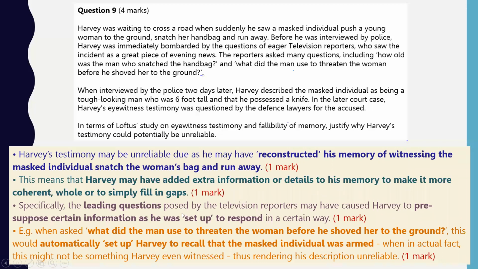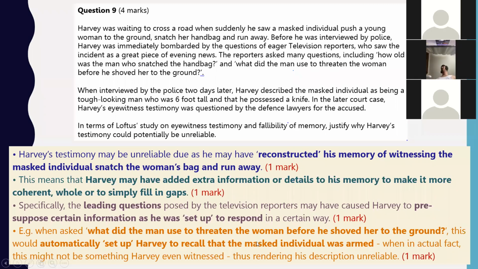Then your other two marks come from your leading questions. So talking about the fact that, number one, Harvey was asked leading questions by television reporters. And the second thing you're doing there is explaining how those leading questions then caused him to reconstruct his memory. So you could say that because the leading question mentioned the word man, Harvey was set up to believe that it was a man that was involved. Or because the leading question mentioned the word threaten, or what did the man use to threaten, Harvey was set up to answer that the man was armed. When in actual fact, this might not be something that is reliable.